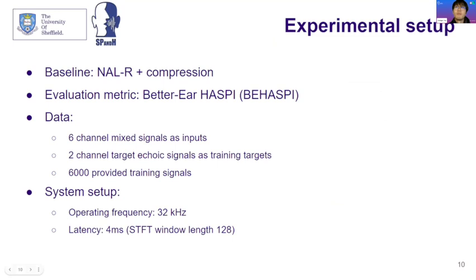So here is the experimental setup. Basically, the baseline is the NAL amplification plus a simple compressor, and the evaluation metric we show in this presentation is basically the better ear Husky. And the data we use is basically the 6,000 provided training signals, and we use the 6-channel mixed signals as the inputs and the 2-channel target signals as the training targets, which are echoic, and I think that's a little bit problematic.